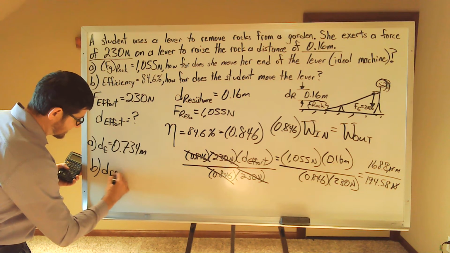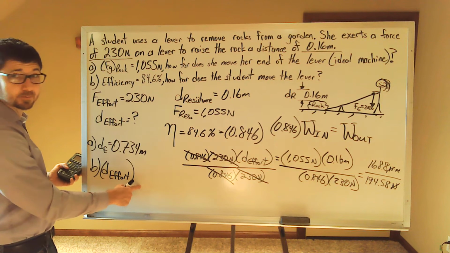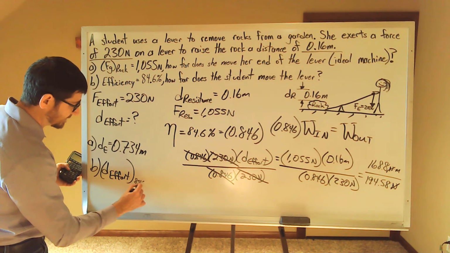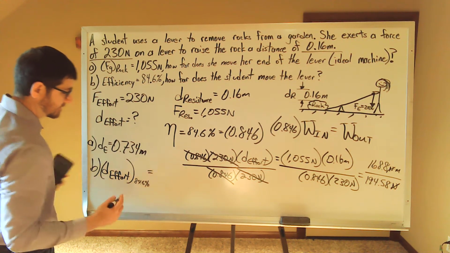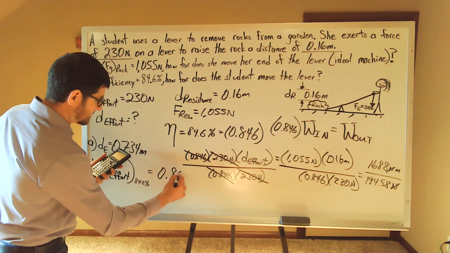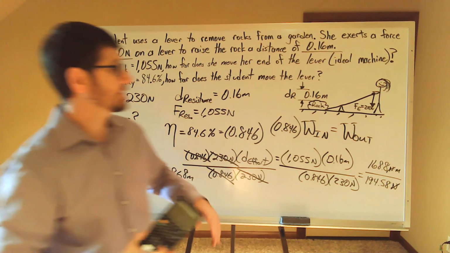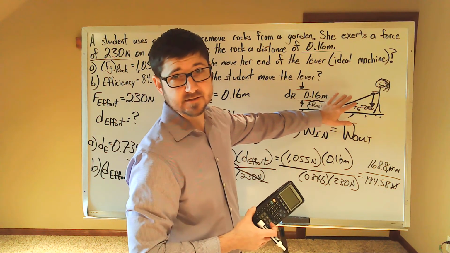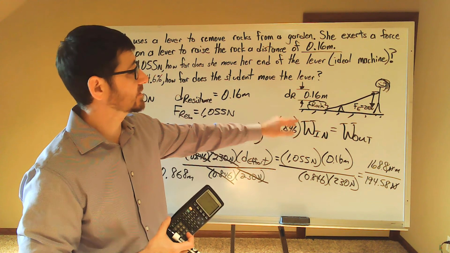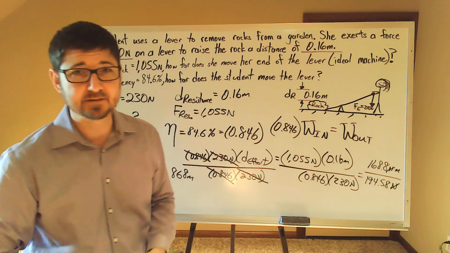The effort distance. And I'm going to use an additional subscript here to help describe that it is not an ideal machine. It is 84.6% efficient. This is going to equal 0.868 meters. So in situation B, when there are losses in our lever, so the lever is not 100% efficient, she does have to move the lever a greater distance than she did with an ideal machine.